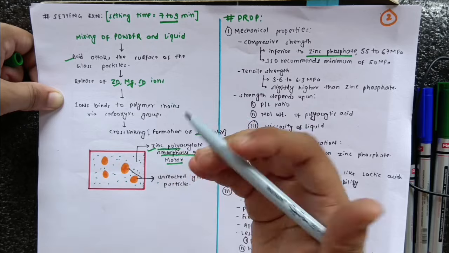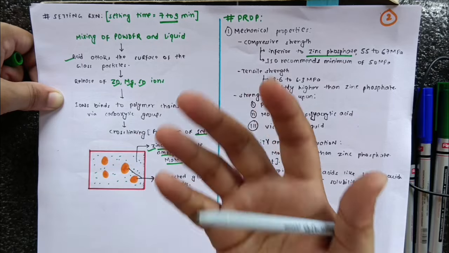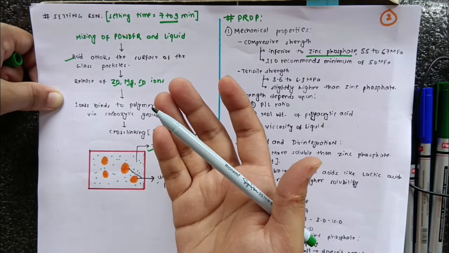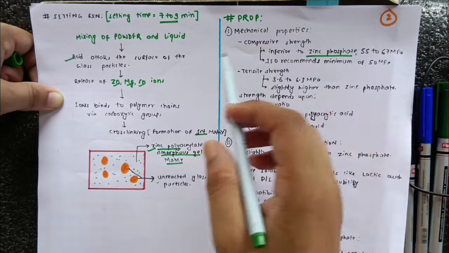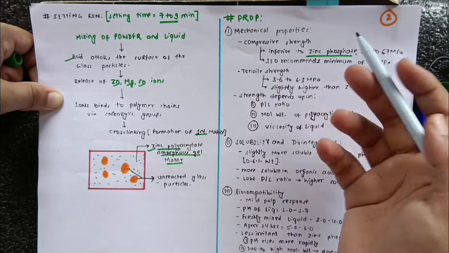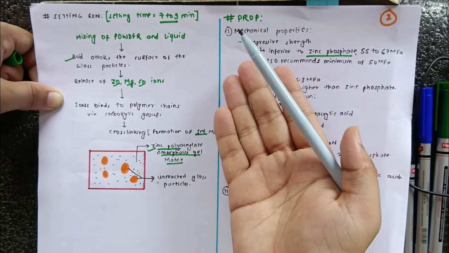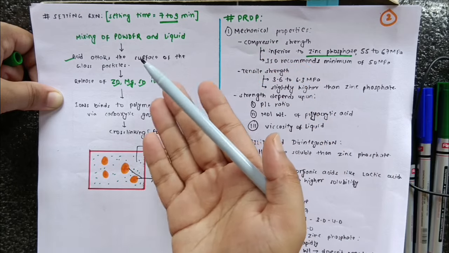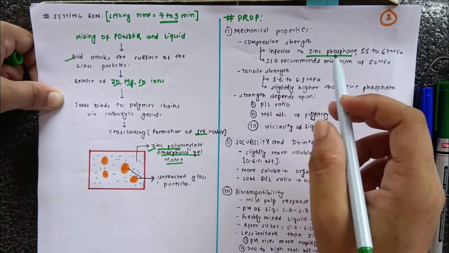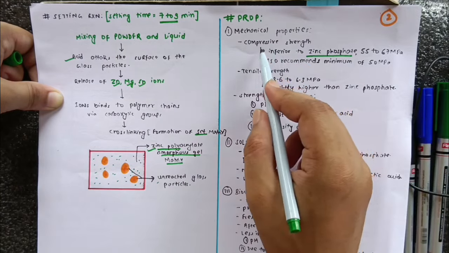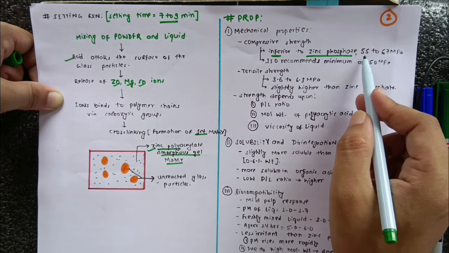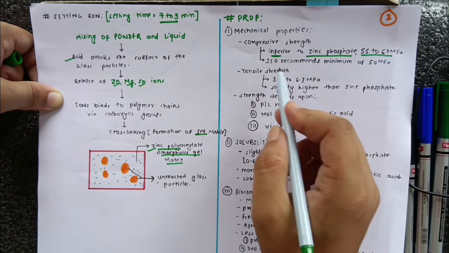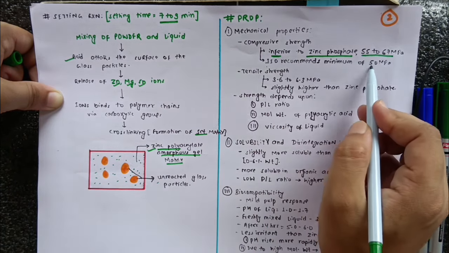As I mentioned earlier, the phosphoric acid of zinc phosphate is replaced by polyacrylic acid, so we compare the properties of zinc polycarboxylate with those of zinc phosphate. Here the compressive strength is inferior. Remember this, sometimes they can ask. The range is from 55 to 67 MPa, and ISO recommends a minimum of 50 MPa for this cement.